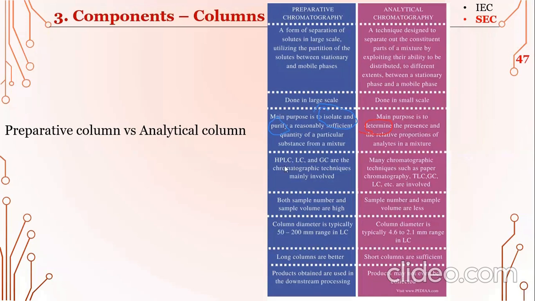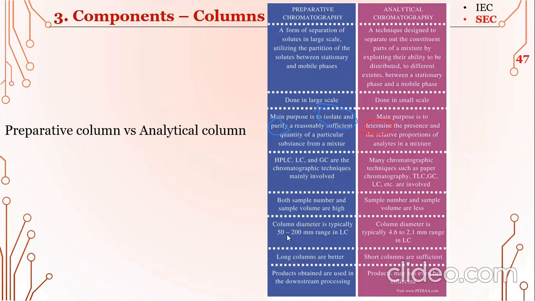And this is for HPLC, high performance liquid chromatography. LC and GC, liquid chromatography and gas chromatography, are the chromatographic techniques involved in there. But here, paper chromatography and TLC, thin layer chromatography, are involved. Both sample number and sample volume are high. So here we need to increase the number of samples. Also, we need to have high volume because we have to isolate the components. So we need more volume of the sample. The sample number and sample volume are less in there.